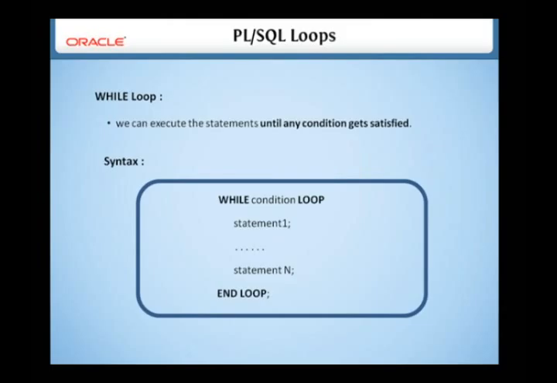Here, while loop checks the condition and executes the statement. Control exits the loop when the condition becomes false. Let's see this program.